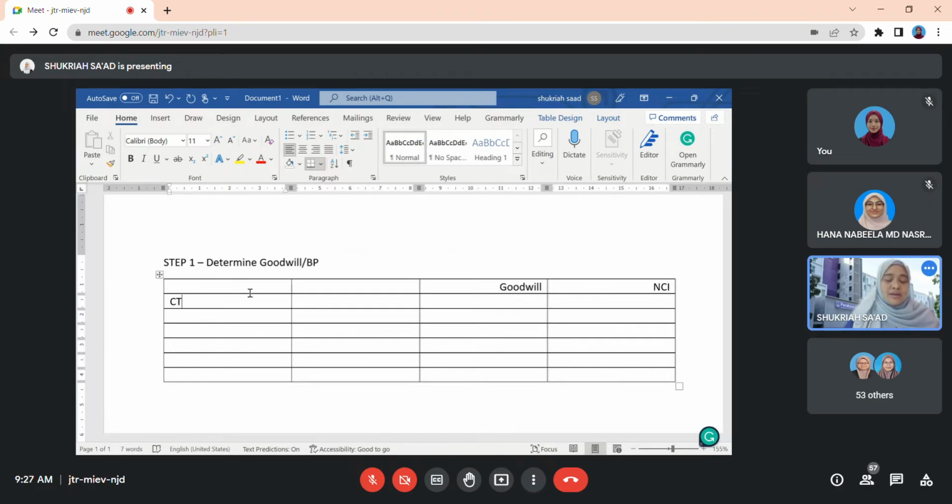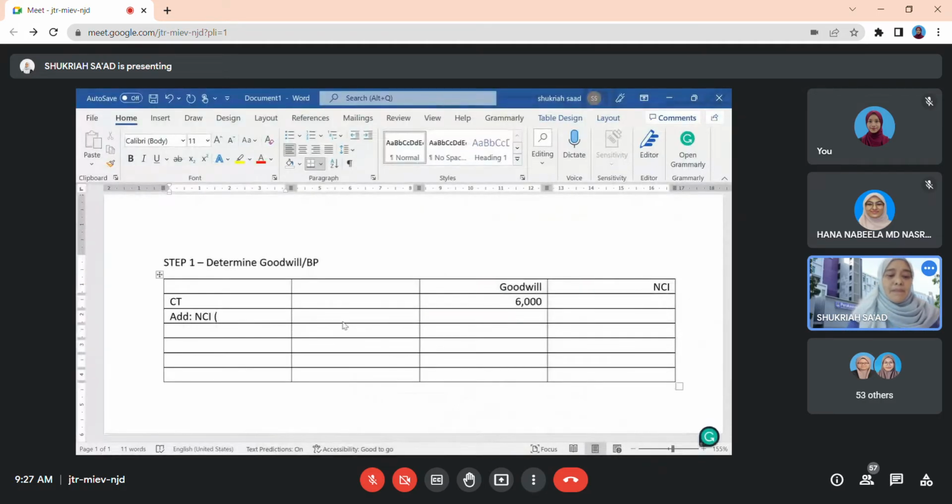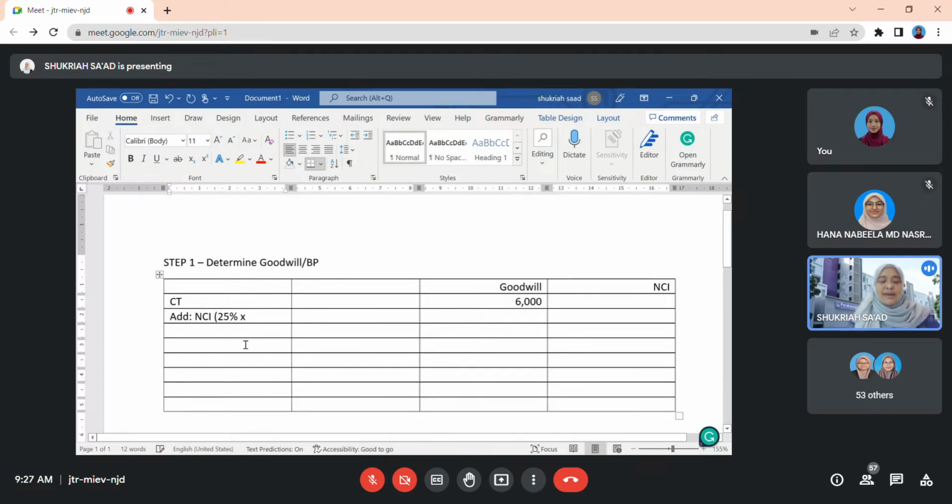This is for information number 1, where we have the acquisition on 1st January 2016 for 6 million. So add here 6 million, 6,000 sorry. And then it's partial, so add NCI. NCI at 1st January 2016, we look back at the timeline we made earlier, 75-25, so we go back to 25%. This time we must first calculate the fair value of net assets, because it's partial. Less fair value of net assets of the subsidiary at the DOA.